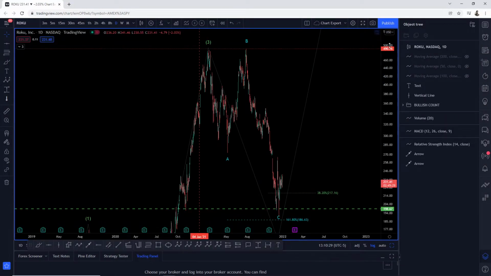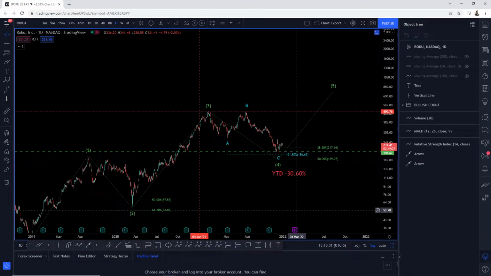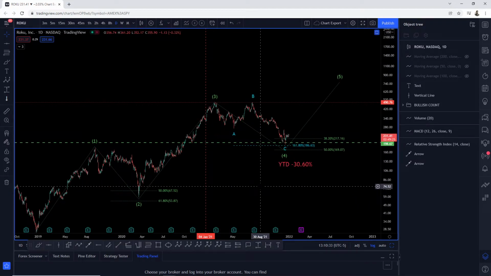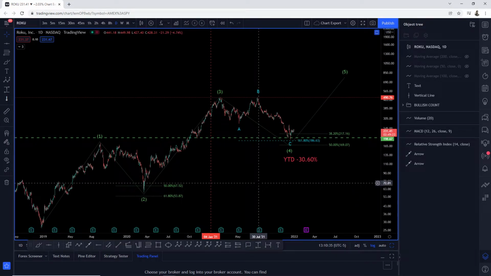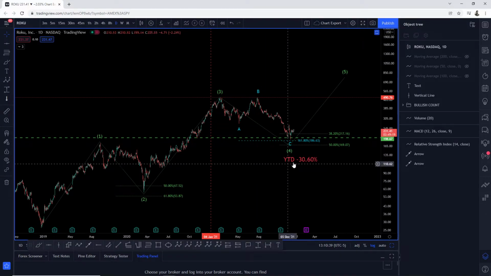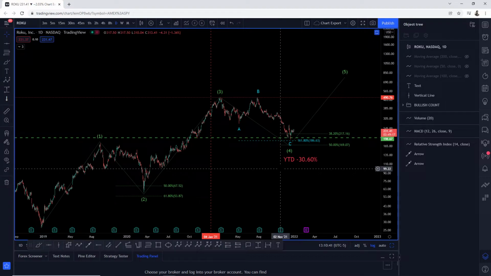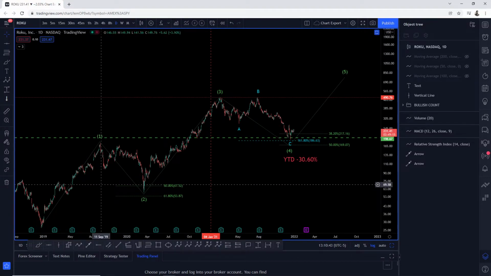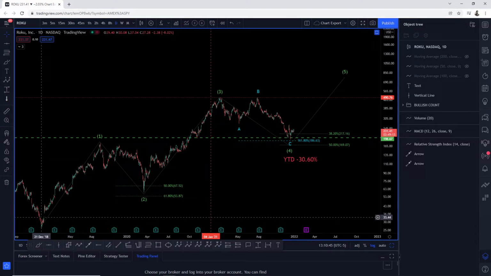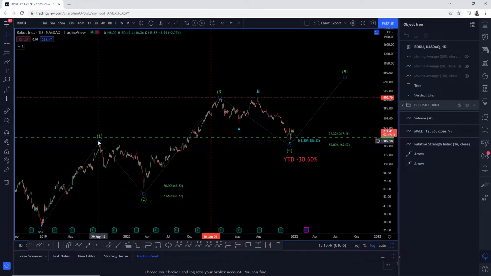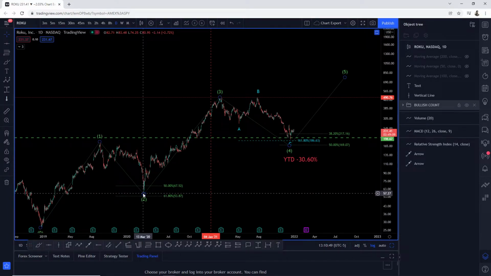Roku. In Roku, this one, it's pretty cool, right? I love Roku. I have a Roku TV. I think a couple of family members also have a Roku TV. Good products coming along. Year to date, negative 30%. Now, again, pretty beat up. Out of the December 18th low, we made wave one. ABC pullback towards the March lows at 50 to 61.8% retracement.